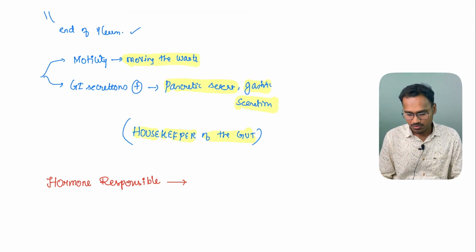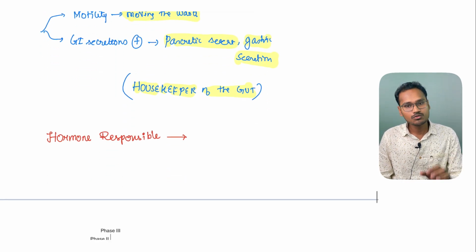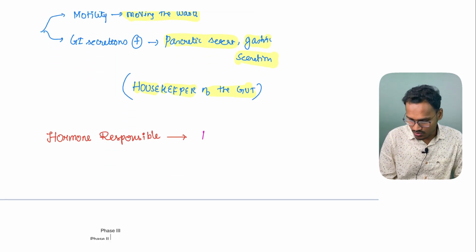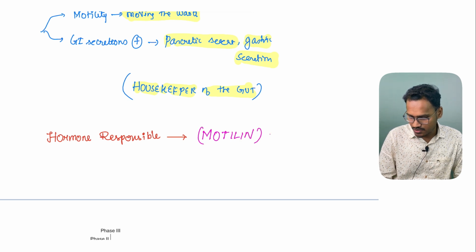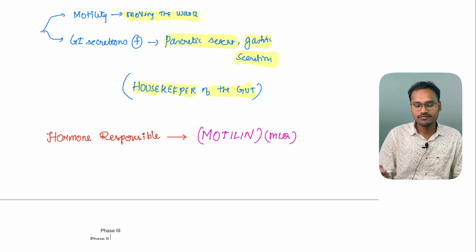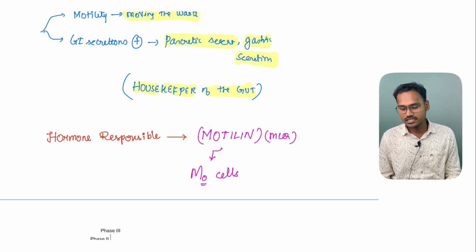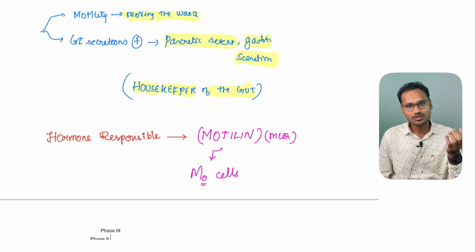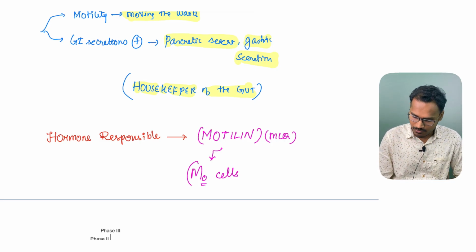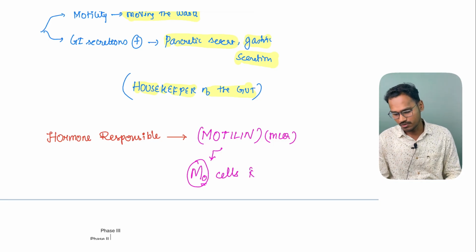And what is the hormone responsible? You can easily remember it. Migratory motor complex starts with M. The hormone is also M. So the hormone is motilin. This can be asked in your MCQs also. And what is the cell which is secreting this motilin? It is produced by the MO cells. One time a question was asked in AIIMS, they tricked the students by telling them to find out the false statement. One of the statements was motilin is secreted by M cells. M cells are different. Motilin is secreted by MO cells. So make sure to remember this fact.